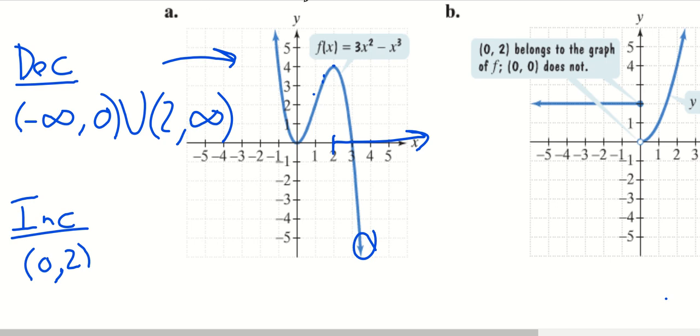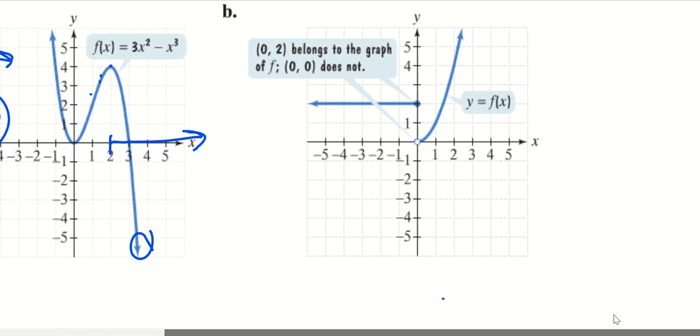So we've now completely described the increase and decrease intervals for this graph in part A. And again, just do it by going from left to right. As the graph does one behavior and changes to the next, just categorize what you see. Let's take a look at the next one.